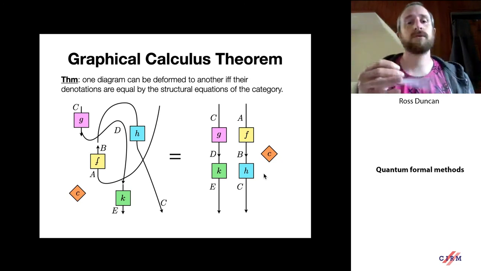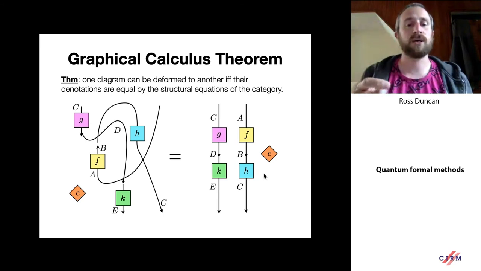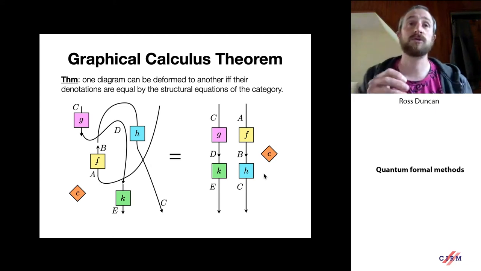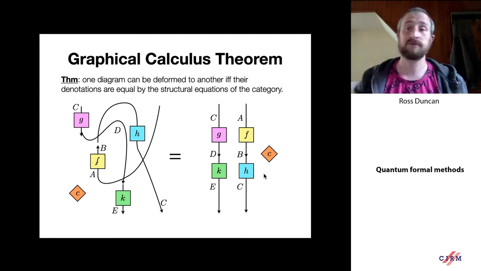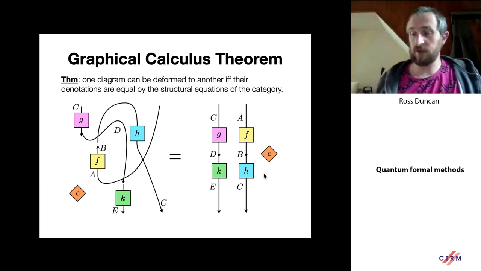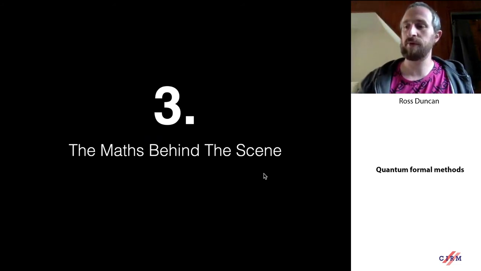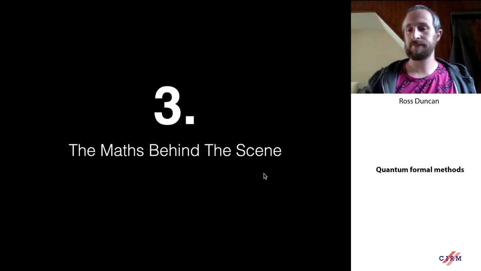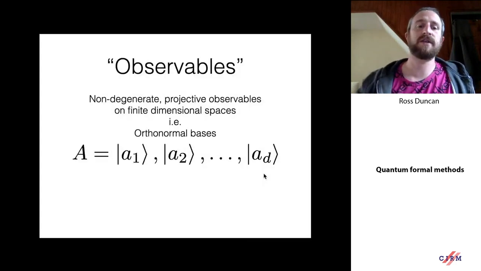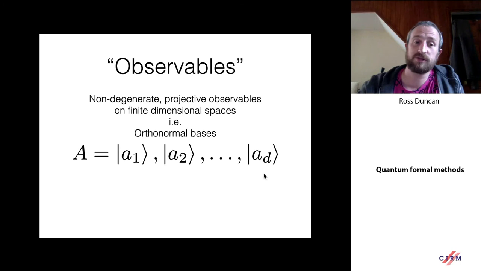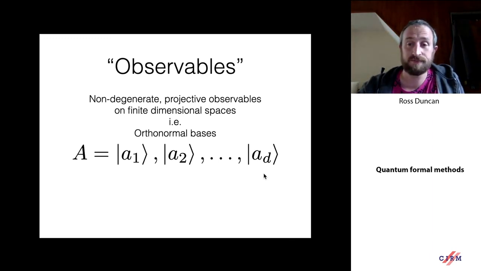Okay, so to use a phrase which is widely used in the string diagrams world, only the topology matters, or perhaps more strongly, only the connectivity matters. Right. So before we get into ZX calculus, I want to summarize some of the important facts which we'll be coming back to later. As a matter of definition, when I say the word observable, I mean a non-degenerate projective observable on a finite dimensional space. And if you want to think of that as being an orthonormal basis, that's good, because that's what I'm thinking of too.